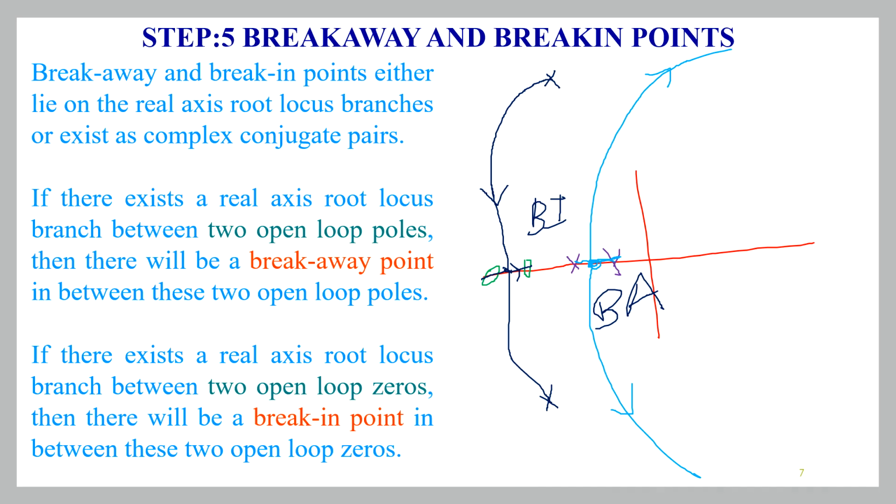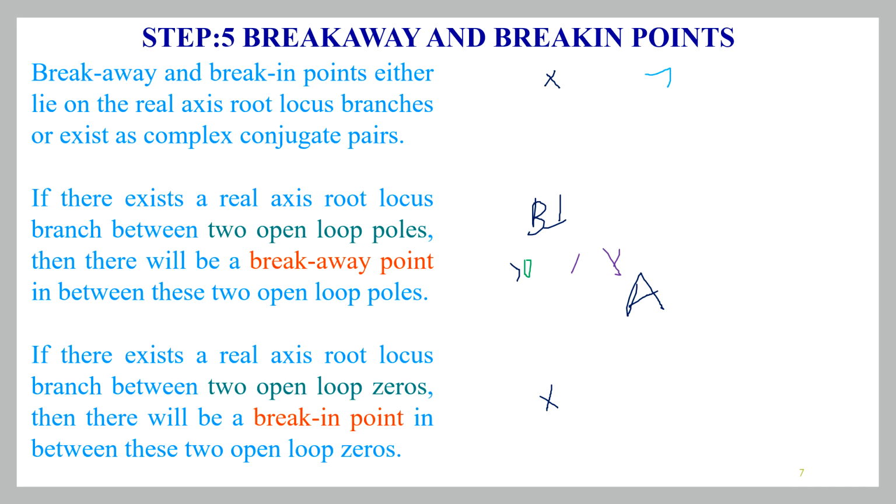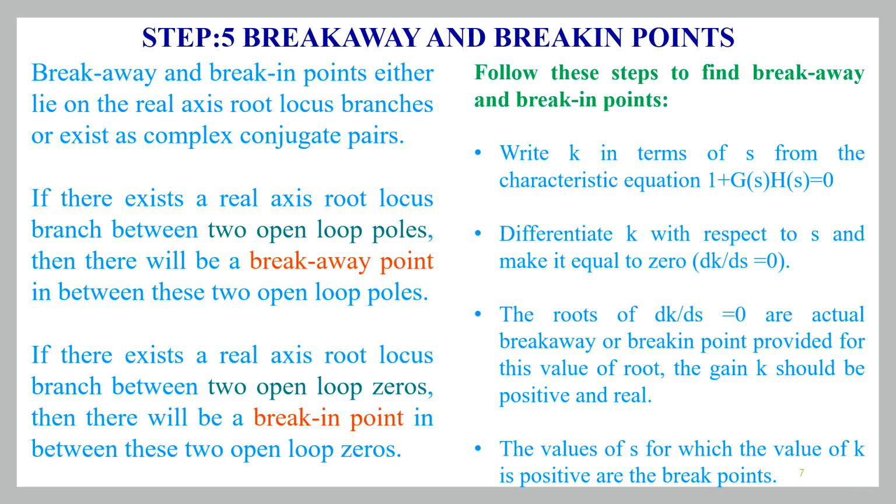Depending upon your problem requirement, you can conclude it as breakaway or break-in. Now, calculate this breakaway or break-in. So, what is the given function? The given function is g of s. From the g of s, you need to write the characteristic equation. What is the characteristic equation? 1 plus g of s h of s. H of s is the feedback value; if it is unity negative feedback, h of s value is 1. So 1 plus g of s h of s is equated to 0.